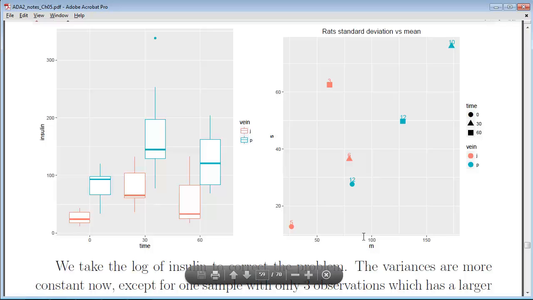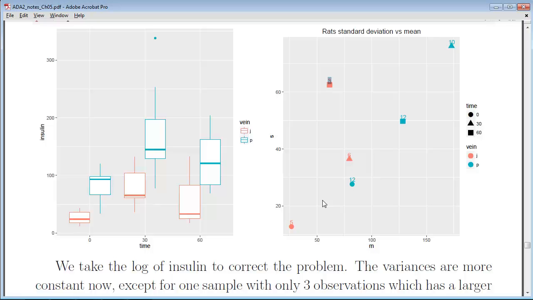And when we look at the mean on the horizontal axis and the standard deviation on the vertical axis, we do see this sort of linear trend, roughly, except for this one point. And I've got times as different shapes, veins as the 2 different colors, and I have added a number above each of the points, which is actually the sample size. So we see along the diagonal where we've got 10, 12 points, 12 points, 6, and 5.